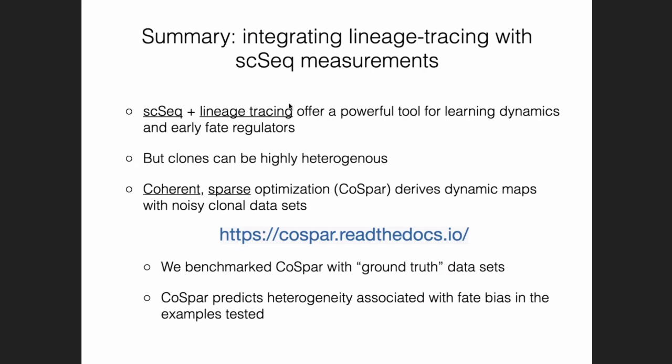So just to summarize what I've told you: single-cell lineage tracing together with transcriptomics does offer a tool for learning dynamics and identifying early fate regulators. I think that Philip did a very good job at motivating that better than I did. I did point out that clones can be very heterogeneous and that coherent sparse optimization allows us to formalize the derivation of a dynamic map from noisy clonal data. And we've gone to some effort to benchmark this with several data sets, and we can even go back within these data sets and identify features that were not predicted or observed in the very first reports.